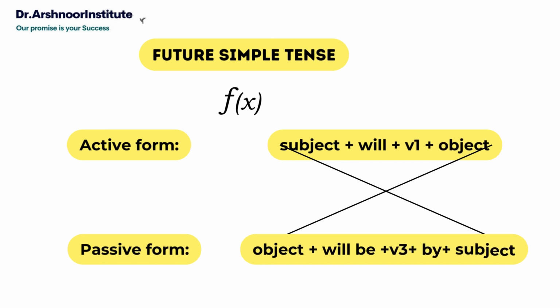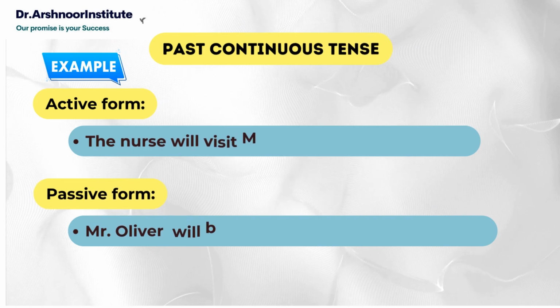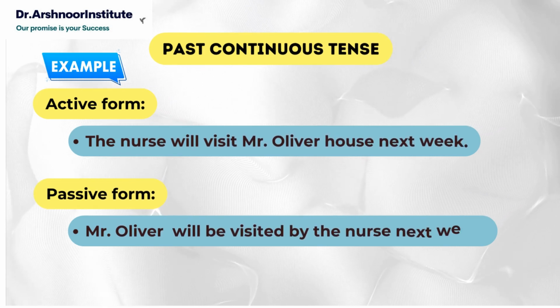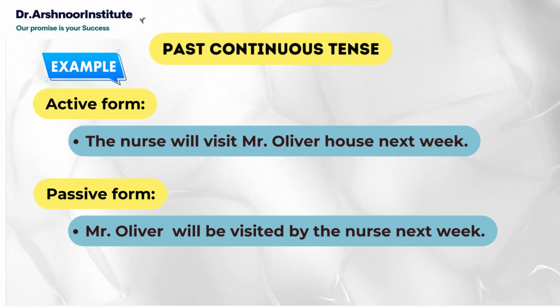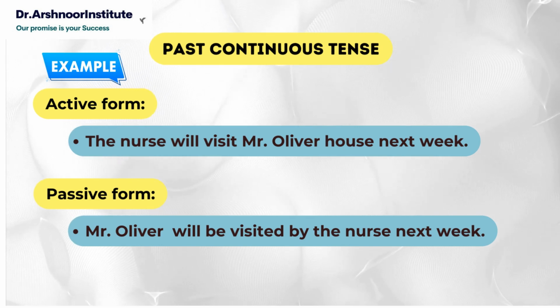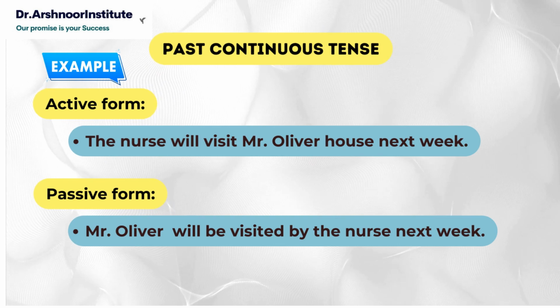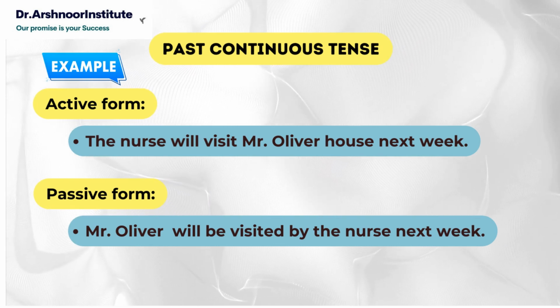Now, let's have a look at the future tense, where mainly only simple future tense is required, and the formula for that is subject plus will plus first form plus object for the active form. The example for this could be: the nurse will visit Mrs. Oliver's house next week. Passive form of this could be: Mrs. Oliver's house will be visited by the nurse next week.